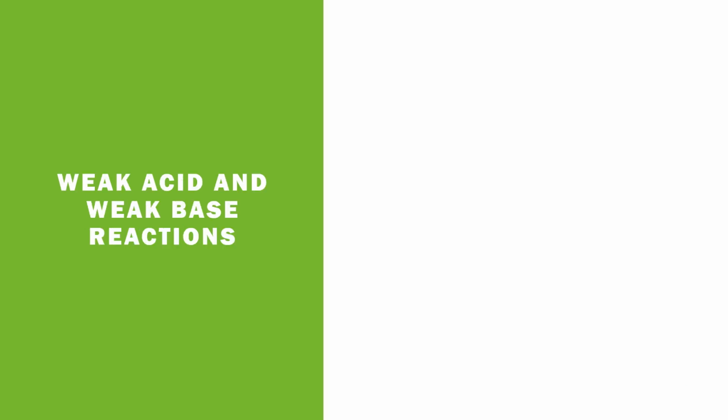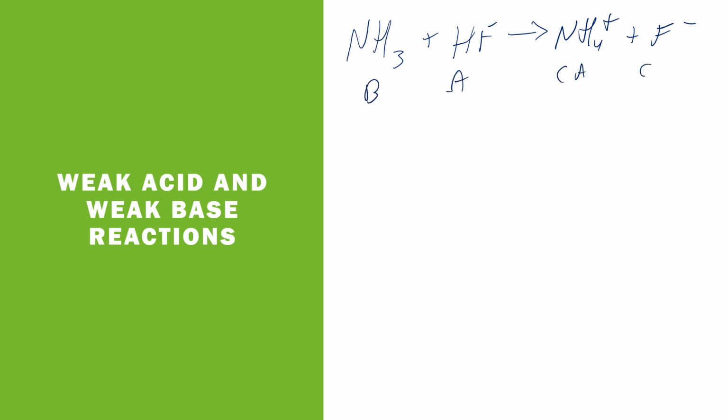Now, the last type of reaction is a weak acid with a weak base. You need to be able to write the reactions, but you won't necessarily have to do any calculations with that. So if I have a weak base with a weak acid, it's going to just transfer the protons. So we've got NH4 plus F negative: base, acid, conjugate base.